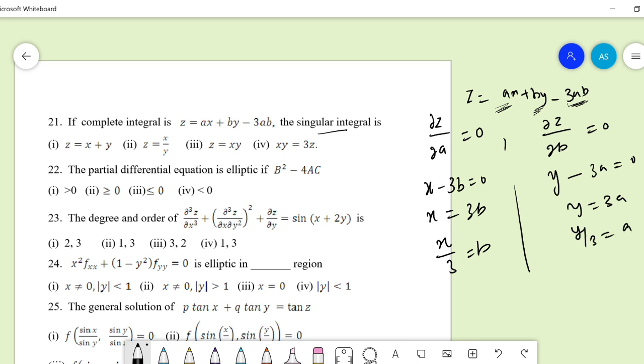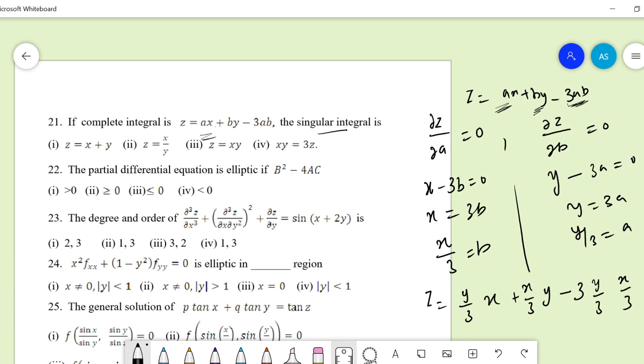Now substitute the a and b values in our general form. Z equals ax plus by minus 3ab. Here I am substituting the a value, y divided by 3, times x, plus the b value, x divided by 3, times y, minus 3 into again the a value, y divided by 3, and the b value, x divided by 3.